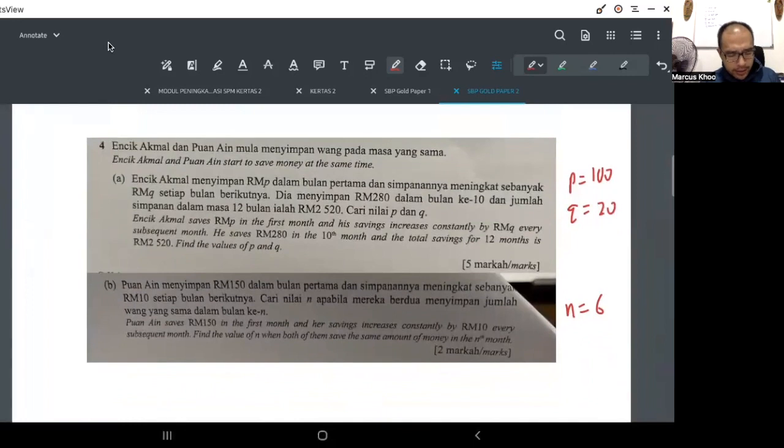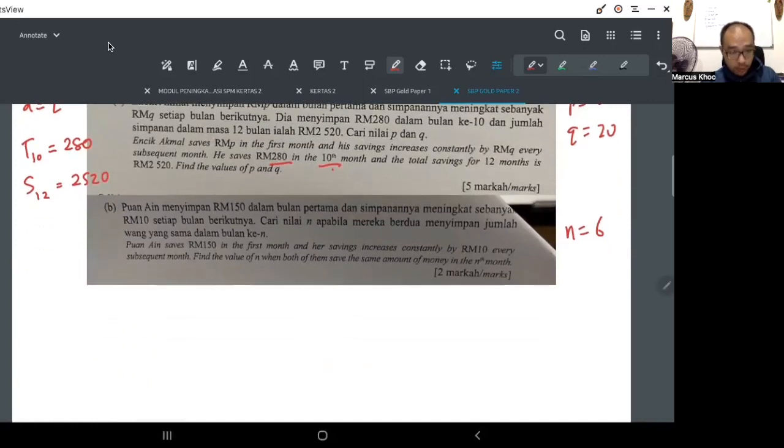All right, Cikgu Akmal saves RMP in the first month and his savings increase constantly by RMQ every subsequent month. He saves 280 in the 10th month and the total savings for 12 months is 2,520. This is obviously an arithmetic progressions question, where our A is P, our D is Q. So in the 10th month, he saves 280. So T10 equals to 280. And then S12 equals to 2520.